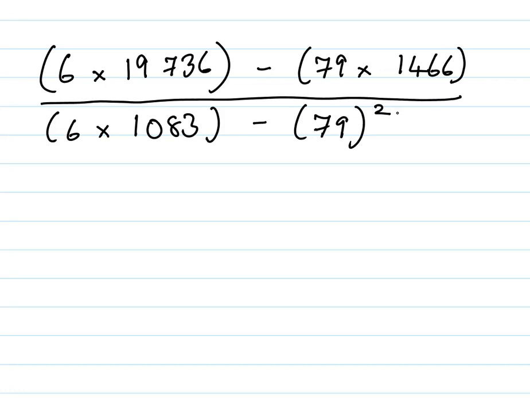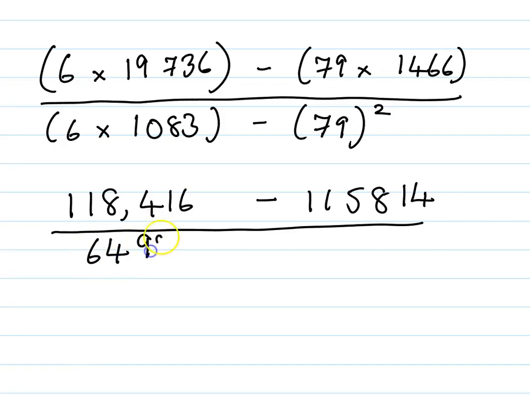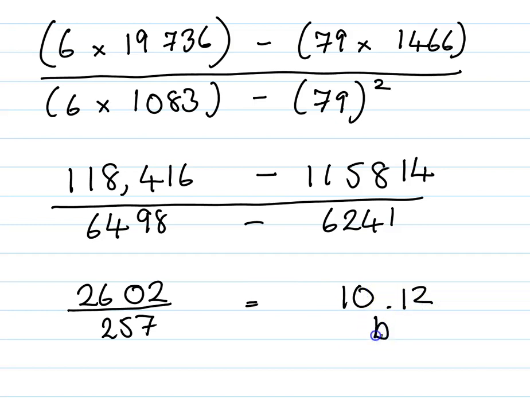If we do these equations bit by bit, so we have 6 times 19,736, which comes to 118,416, and then minus the next part, which is 79 times 1,466, 115,814, divided by 6 times 1083, 6489, minus 6241, and then we finish off those parts of the equation, and we come to 2602 divided by 257, and that comes to 10.12, and that is B.